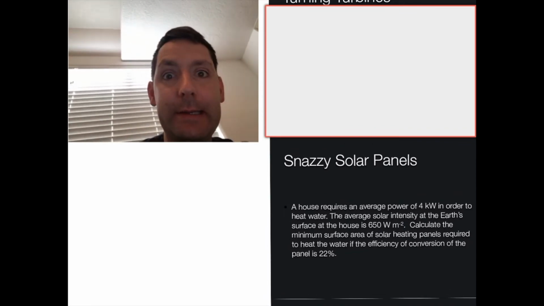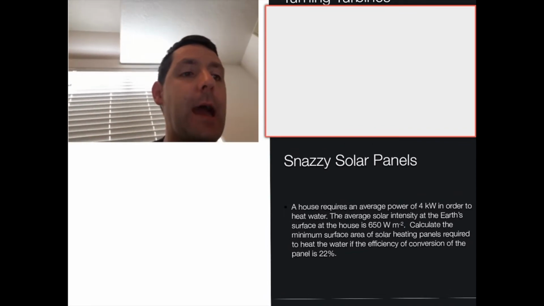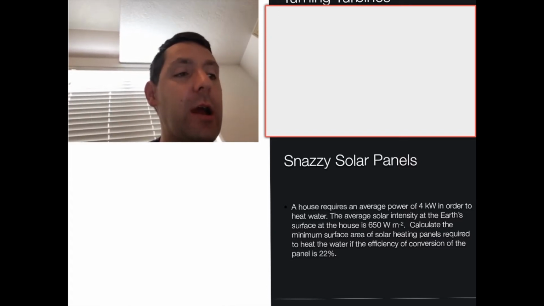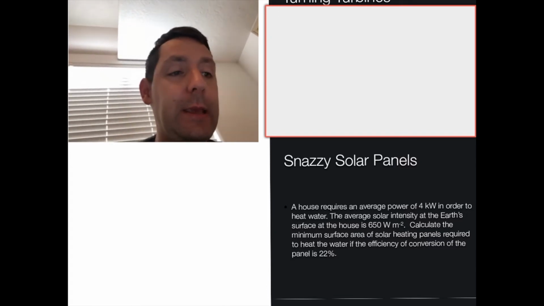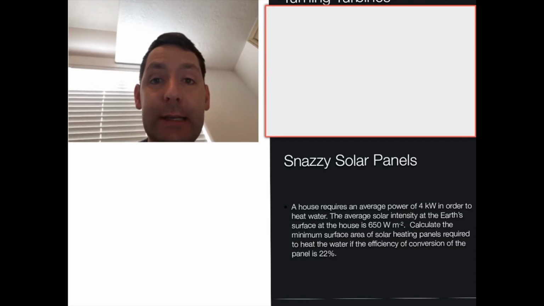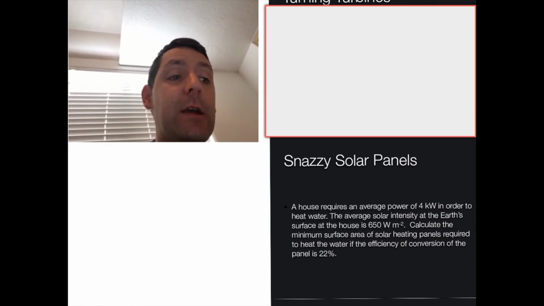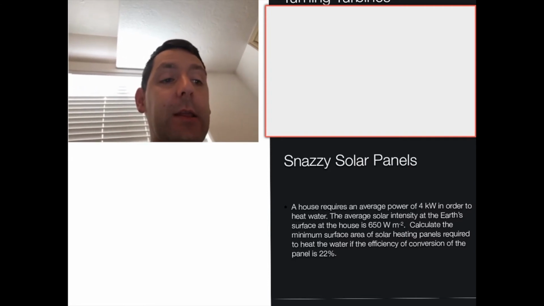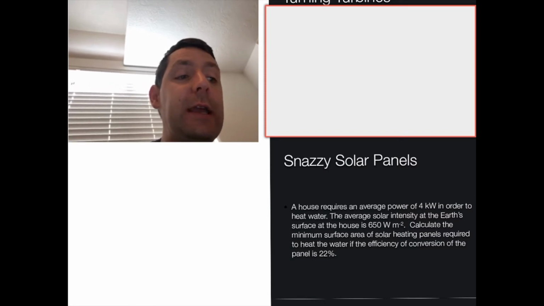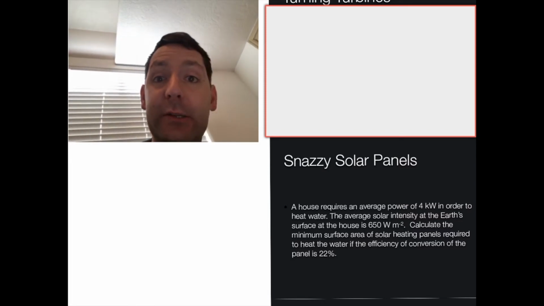Here we go, snazzy solar panels. A house requires an average power of 4 kilowatts in order to heat water. The average solar intensity at the Earth's surface at the house is 650 watts per meter squared. Calculate the minimum surface area of solar heating panels required to heat the water if the efficiency of the conversion of the panel is 22%.